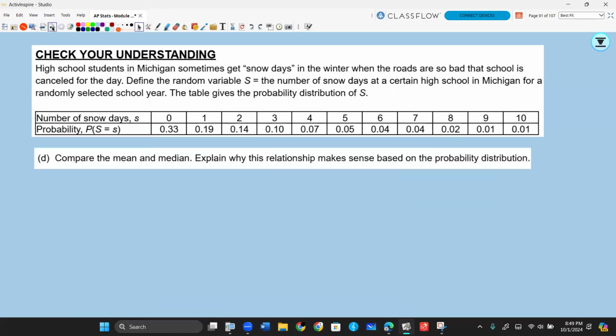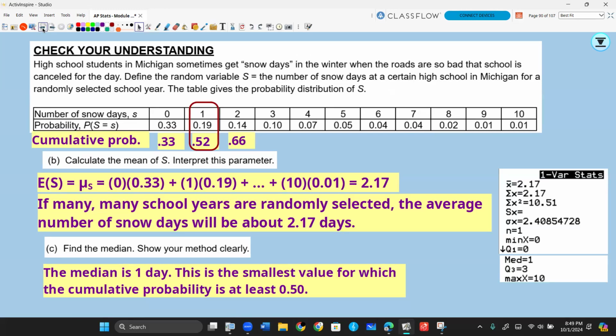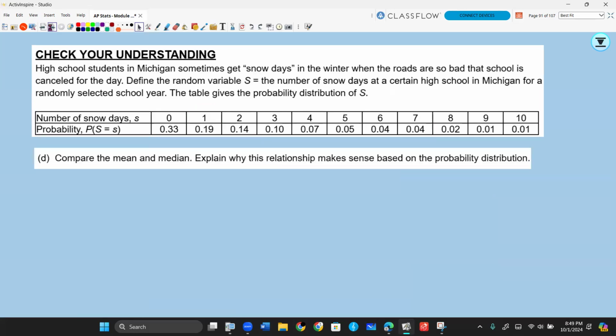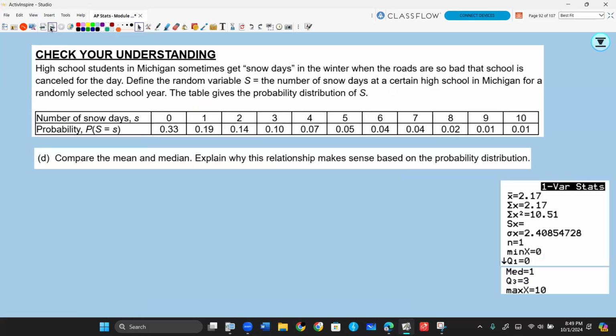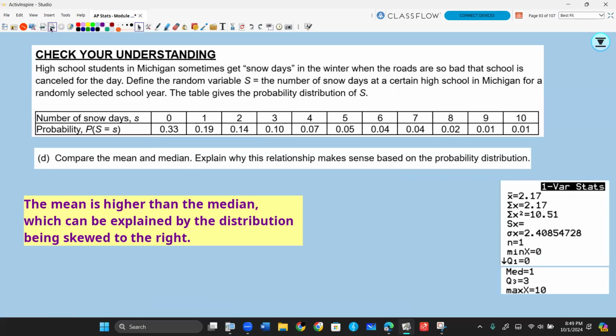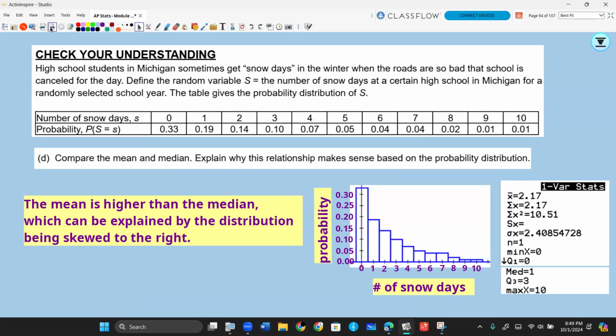Compare the mean and the median. Well, in this case here, the mean is more than the median. Explain why this relationship makes sense. Well, it was a right skew distribution, so we would expect the mean to be in the direction of where the skewness and the outliers are. So it's going to be bigger than the median.